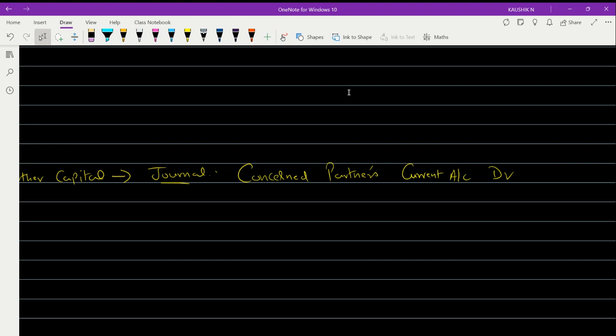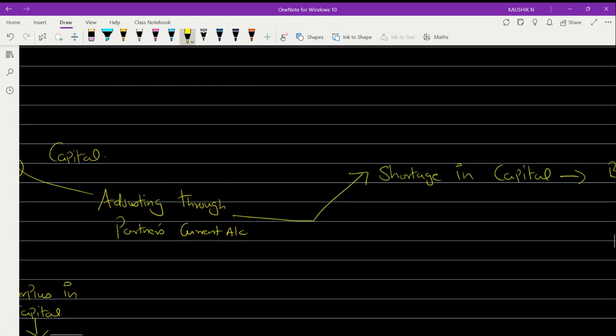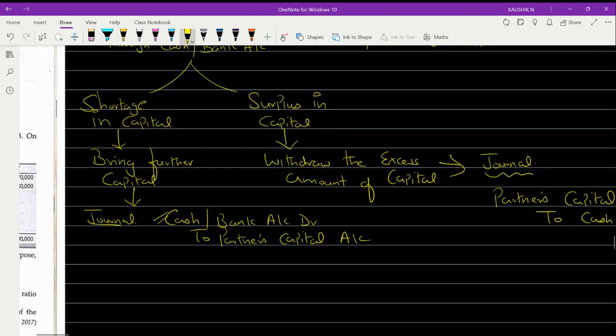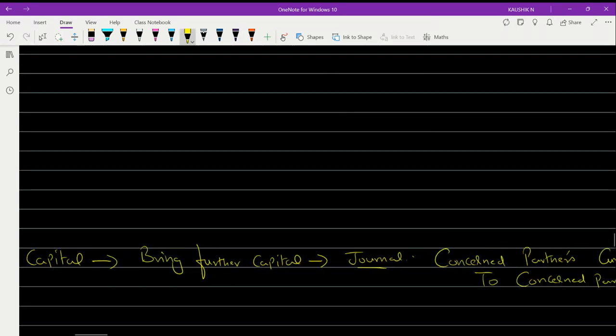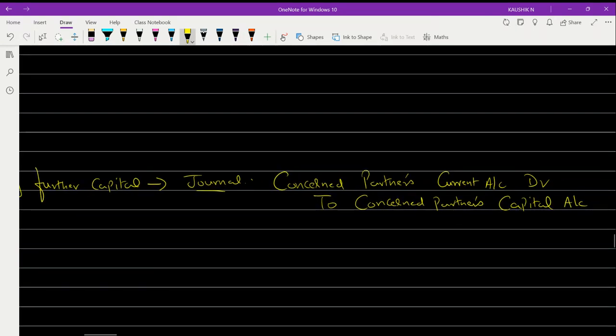So concerned partner's current account is debited to concerned partner's capital account. So in the place of cash or bank, you are going to bring current account, and the other things remain the same. Look here, where it says to partners' capital account, here we have mentioned concerned partners' capital account. Other than that, there is no change. Clear?